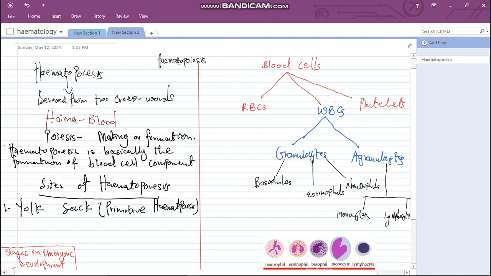In our previous videos, we talked about blood cells. And we said blood cells are divided into red blood cells, white blood cells, and platelets. These are the three major blood cells that we have. Now, white blood cells can further be divided into granulocytes and agranulocytes. The granulocytes are the basophils, the eosinophils, and the neutrophils. And the agranulocytes are the monocytes and the lymphocytes.